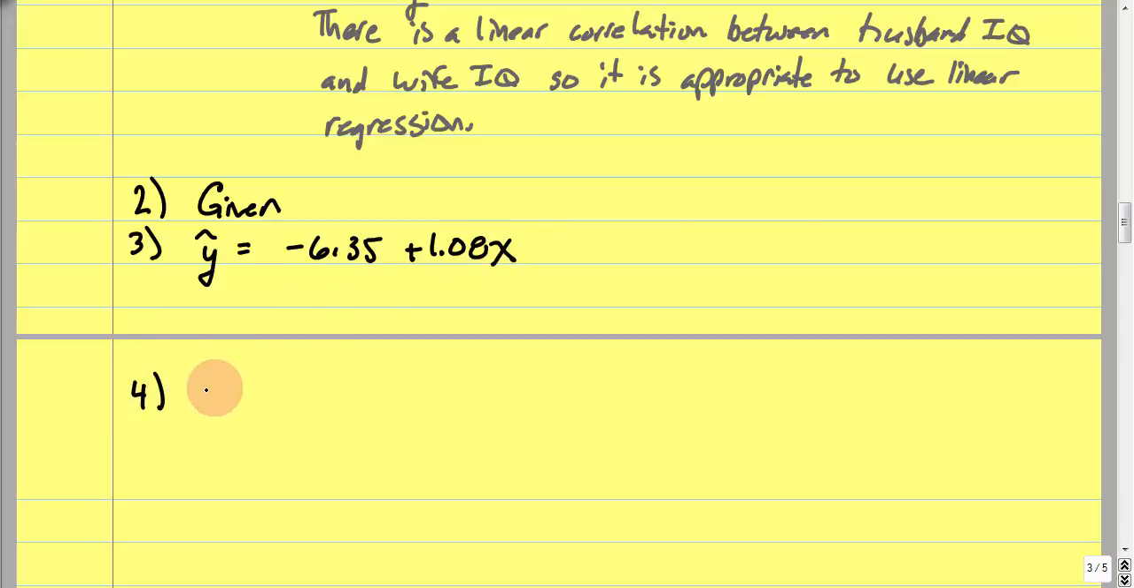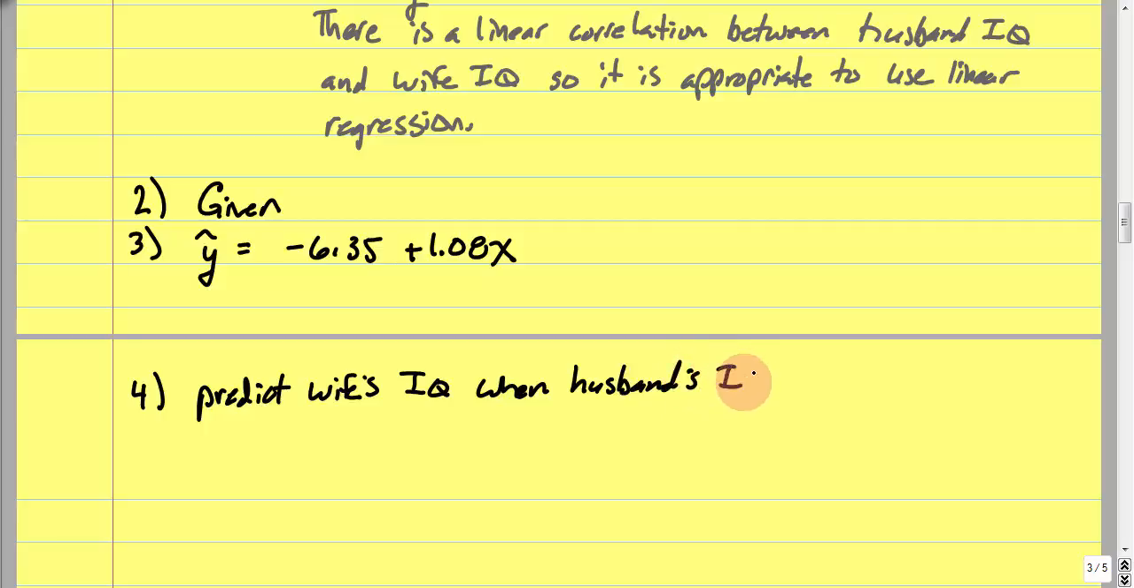So basically we want to predict the wife's IQ when husband's IQ is, I think we said 94. So basically we take y hat equals negative 6.35 plus 1.08x.